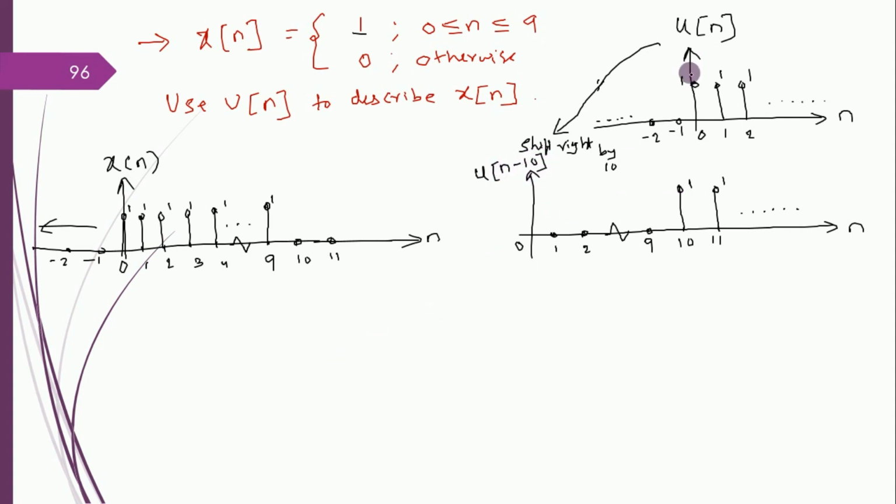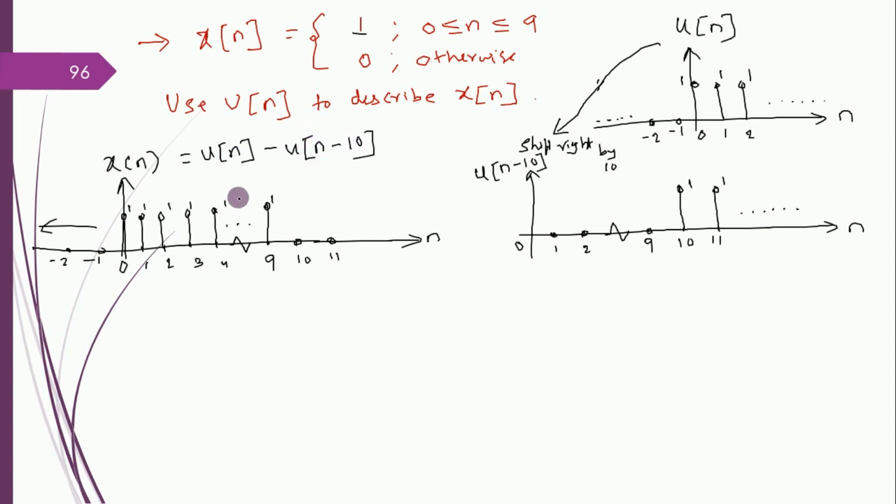Now look at these two things. I want to generate x of n. X of n says from 0 to 9 I want amplitude 1. u of n has it. After that I don't need it, but u of n minus 10 has it. So what I do is subtract u of n minus 10 from u of n. Let me check.